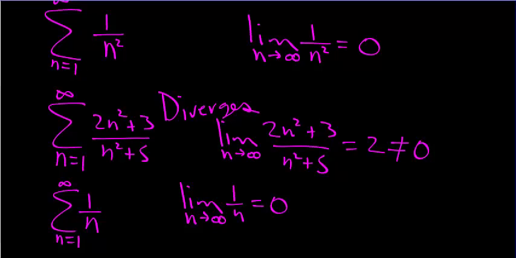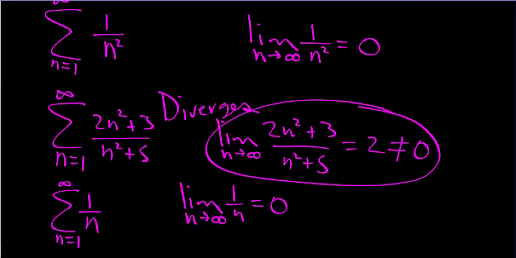Because if this limit is 0, okay, you still have to work. If you don't get a 0 up here, you're done. You say, this series diverges. But if you do get a 0, you have work to do.